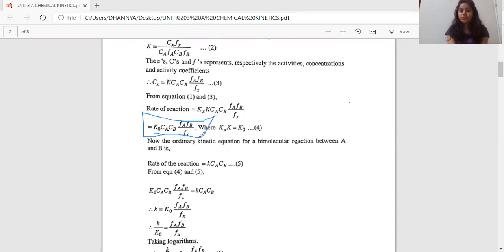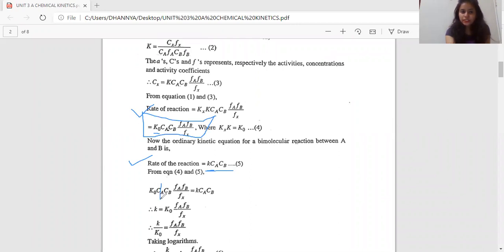But in a general scenario, if I consider a bimolecular reaction wherein A is reacting with B, and instead of forming an activated complex it directly results in the formation of product, the rate of reaction can be directly written as K, CA into CB. Now we can see both of these equations are rate of reaction, so I can equate them: K0 CA into CB, FA into FB upon FX is equal to K into CA into CB.